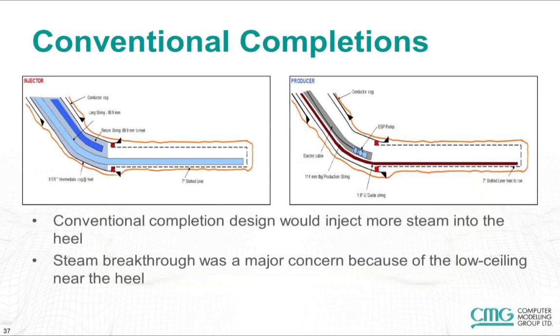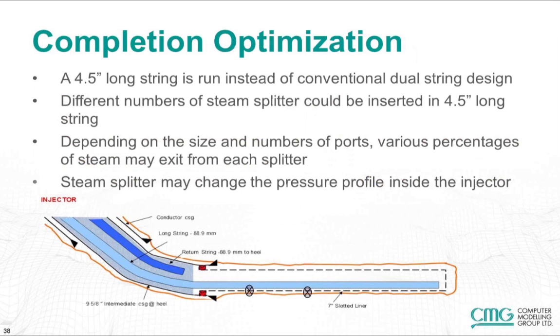The conventional design was to use a dual tubing injector and a single short string producer. As we can imagine, the conventional design would inject more steam to the heel, and steam breakthrough became a major concern because of the low sealing near the heel. To test out another theory, CNRL decided to use a 4.5-inch long string instead of a dual completion string, and inserted steam splitters in different locations.